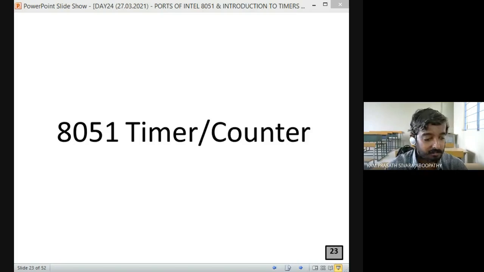50 Hz. What is the meaning for this? What is the meaning for this? 50 Hz na meaning and what the value 50 refers. I hope every people will know what is meant by a frequency. Frequency na enna general.